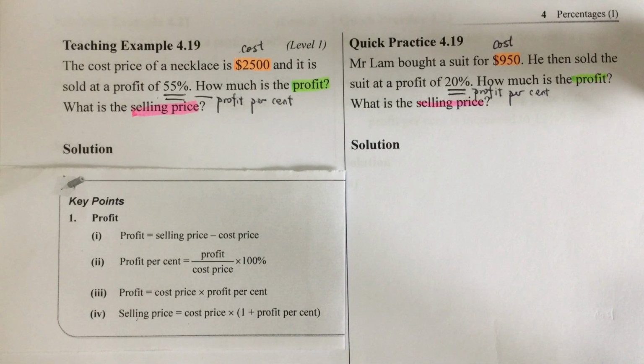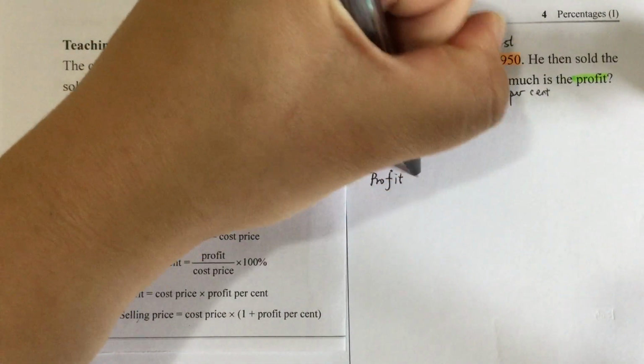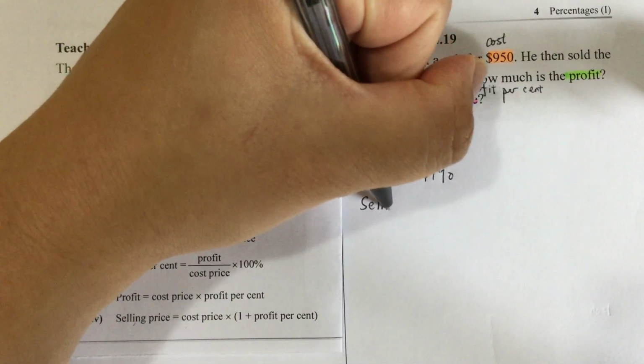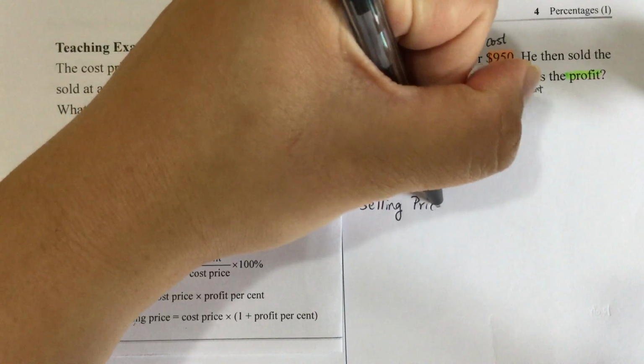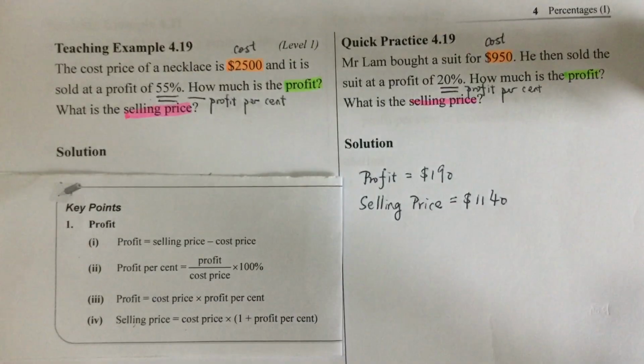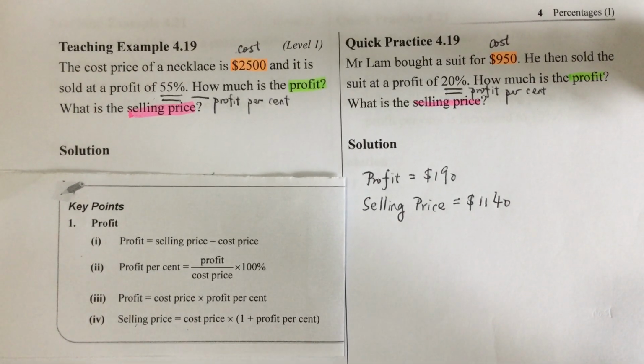Okay, now if you cannot finish, just pause the video now. And now we will discuss the answer for quick practice 4.19. For the profit, obviously, the answer is $190. And for the selling price, that will be $1,140. Okay, not 950. You add 950 with the $190. Okay, so that is quick practice 4.19.